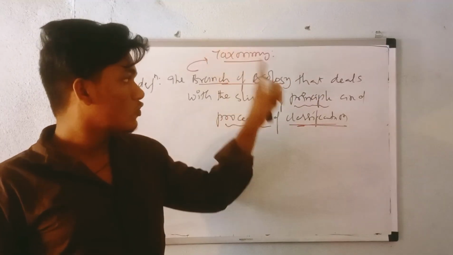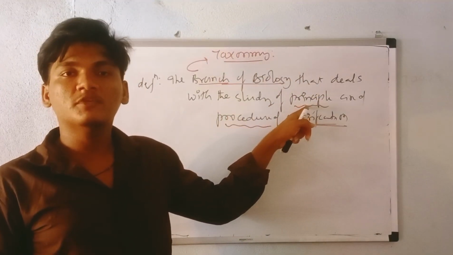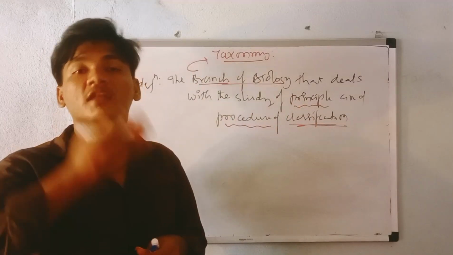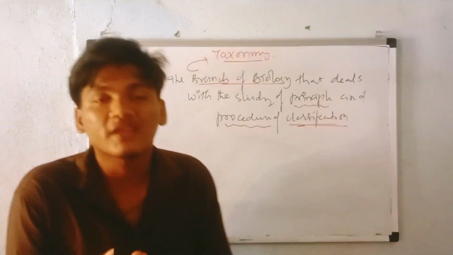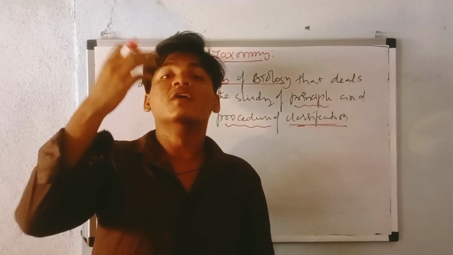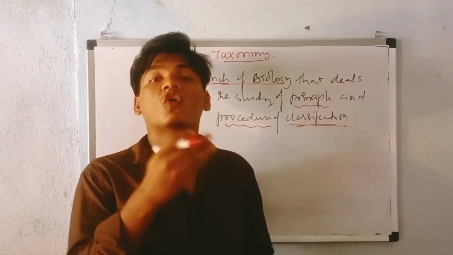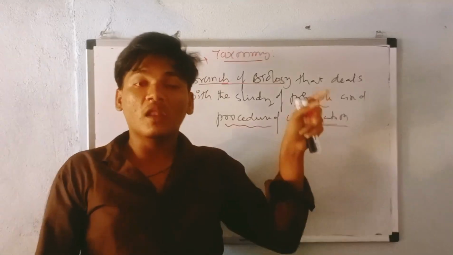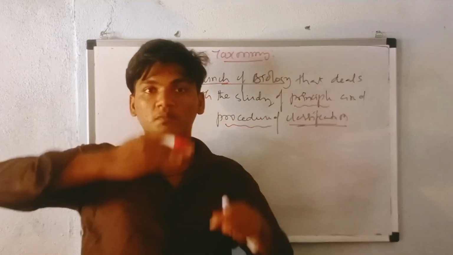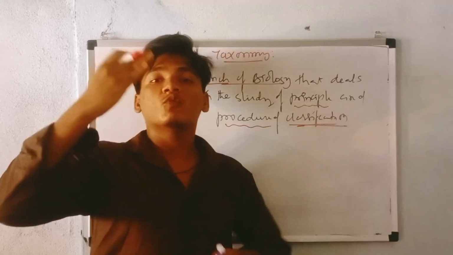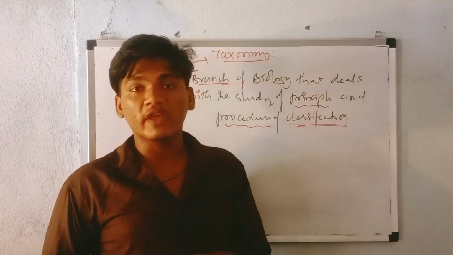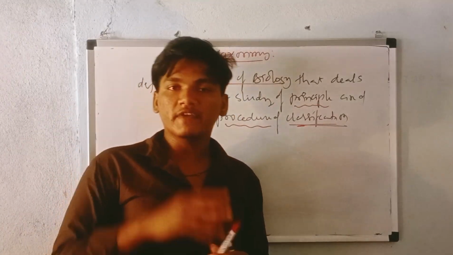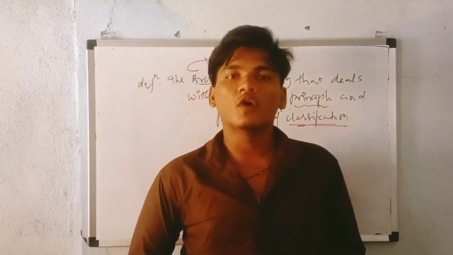Have you understood? So what is the principle here? Principle is nothing but identifying the characters. After identifying the characters, you want to do nomenclature for that. After nomenclature, you want to classify them. That is the principle. And procedure is nothing but following step by step. So following step by step in a particular way, you will be able to classify the given organism. I hope you have understood.